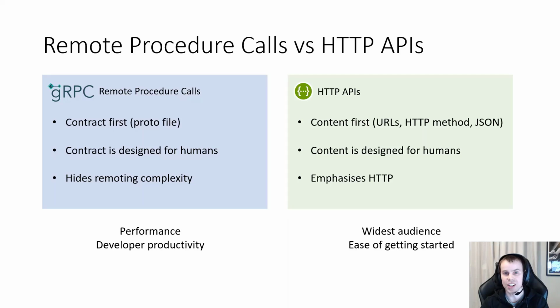REST is also very easy to get started. With gRPC, there's a little bit of work at the start to set up the code generation. Like, it's not difficult, but it is more work than REST. Meanwhile, with REST, you can easily call a RESTful service just by writing a few lines of JSON.